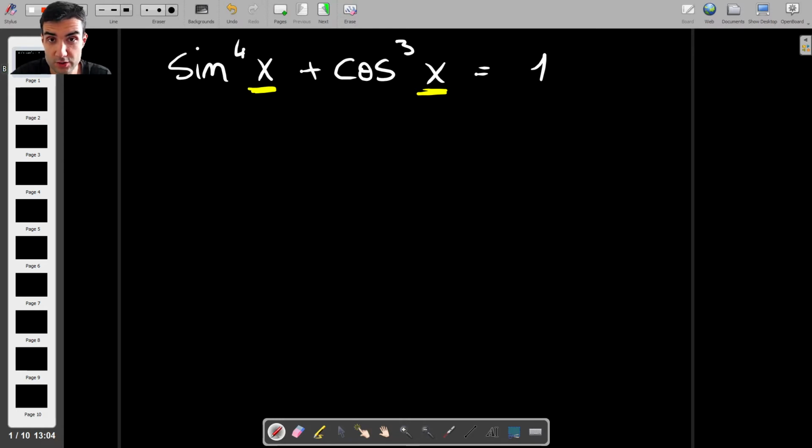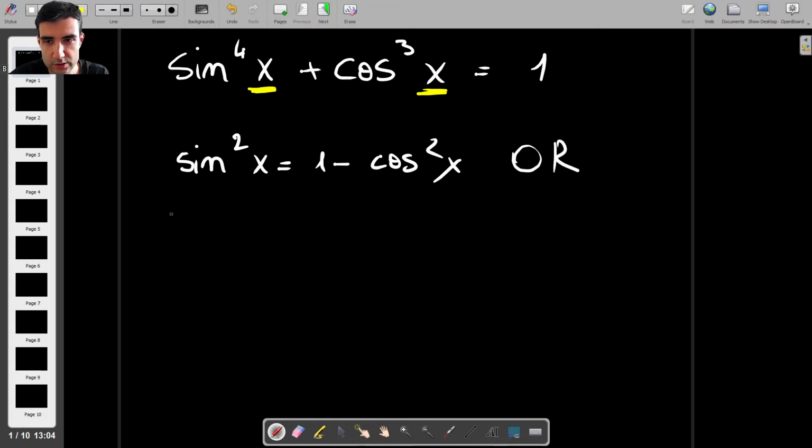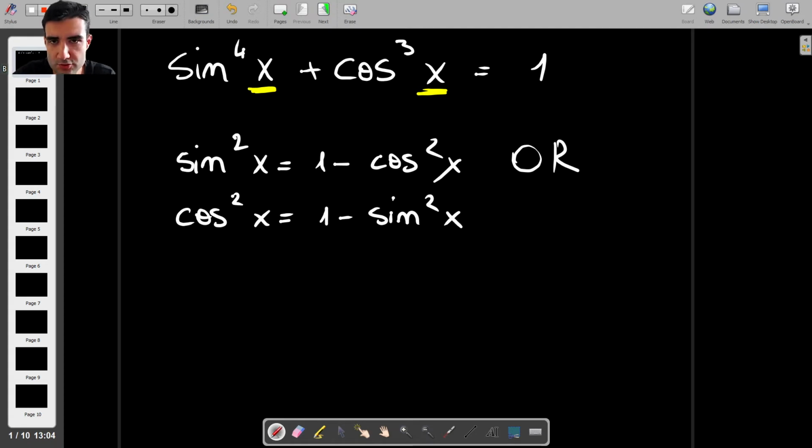Okay, and for that we're actually going to use the identity that I wrote earlier. So we can actually do it in two ways. We can either say sine squared of x is 1 minus cosine squared of x, or we can write it as cosine squared of x equals 1 minus sine squared of x. So technically either of those two substitutions work. Now we just have to figure out which one works better in our case.